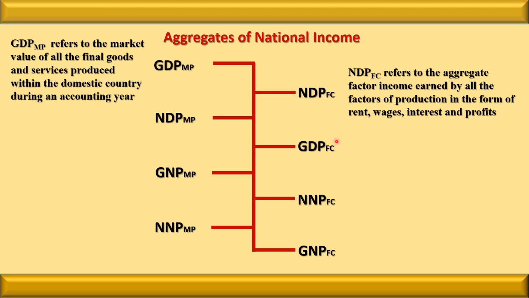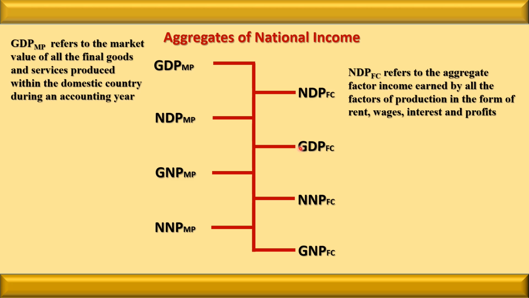To find out factor cost aggregates, we will use NDPFC as the base definition and we only make changes in the base definition. Let us see what is the base definition. It is the sum total of the factor income earned by the factors of production. What is NDPFC? It is the sum total of the factor income earned by the normal resident of a country.